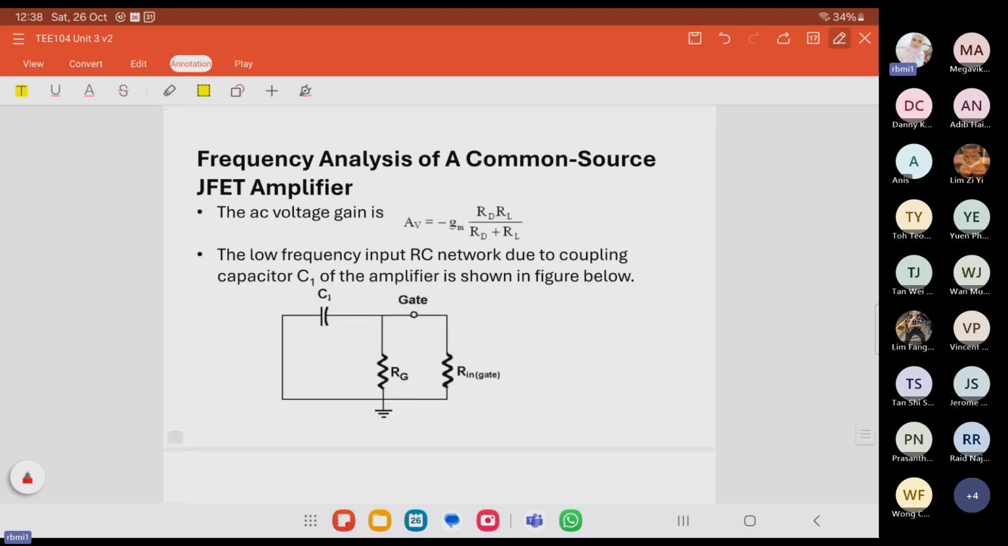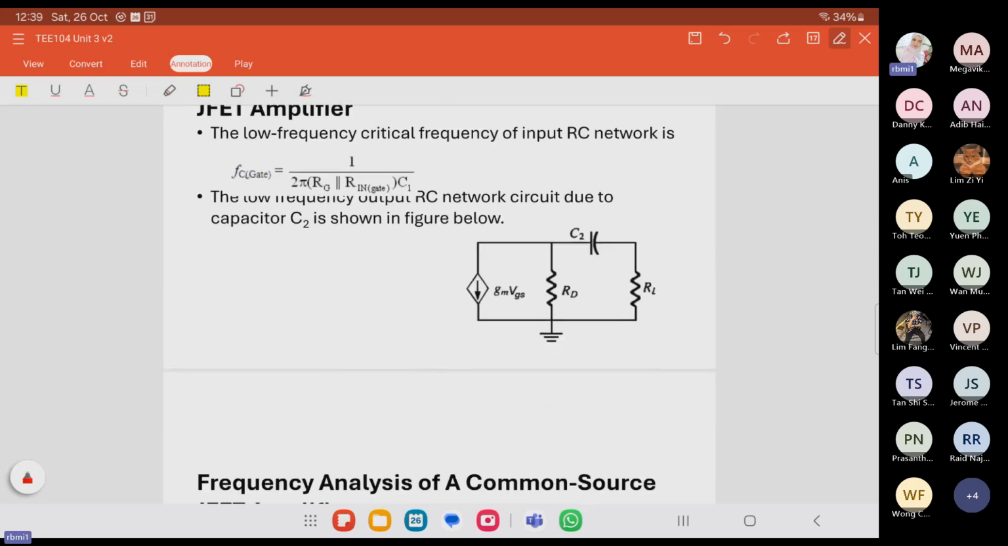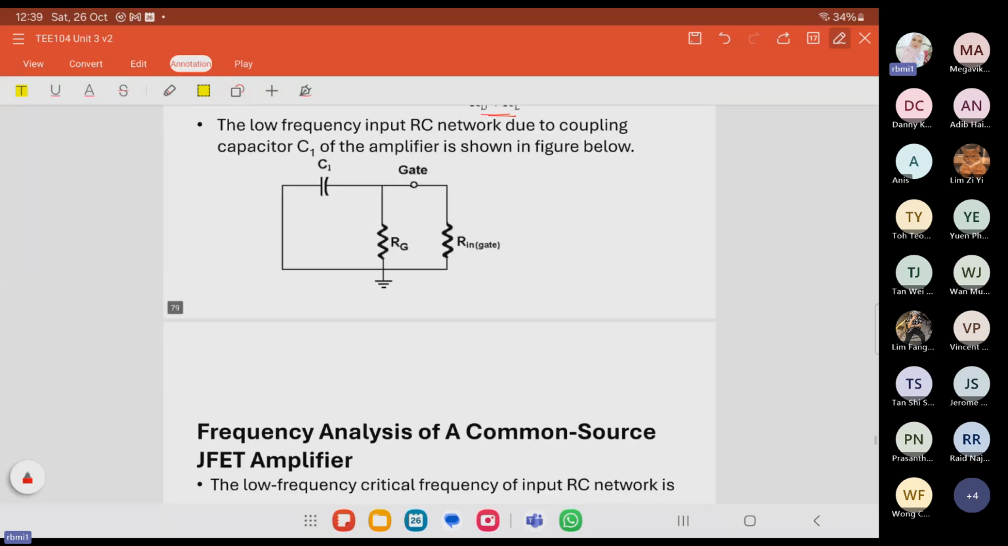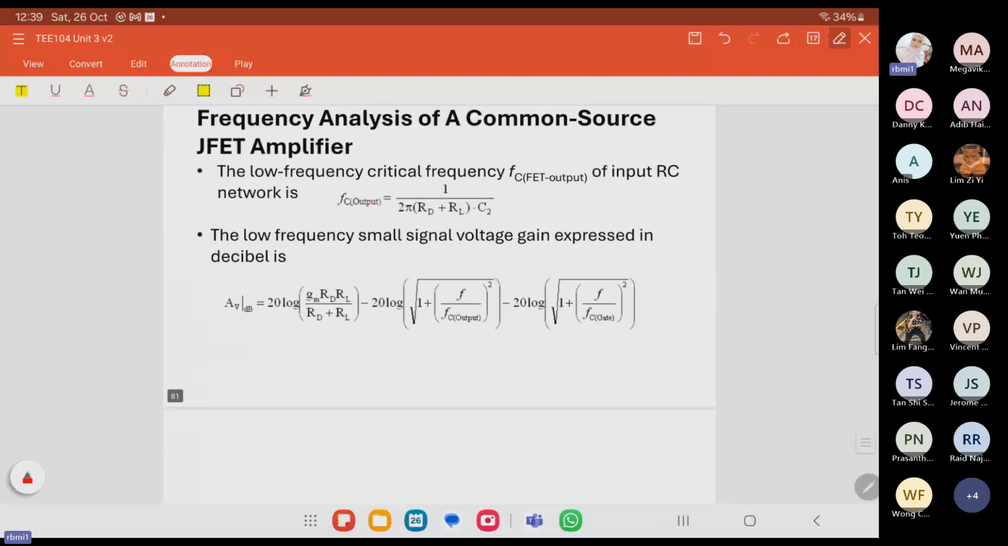And this is the input RC network of the common source amplifier. This is the expression just now for the voltage gain. This is the output RC network, due to capacitor C2. Just now was the input, due to capacitor C1. This is due to capacitor C1 and this is due to capacitor C2. Expressing in decibels, the AC voltage gain Av in decibels accounts for the two external capacitors C2 and C1, so we have this 20 log in decibels.